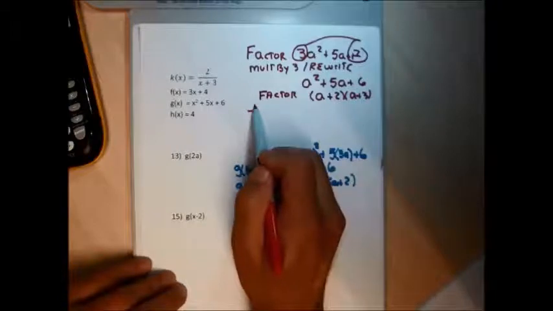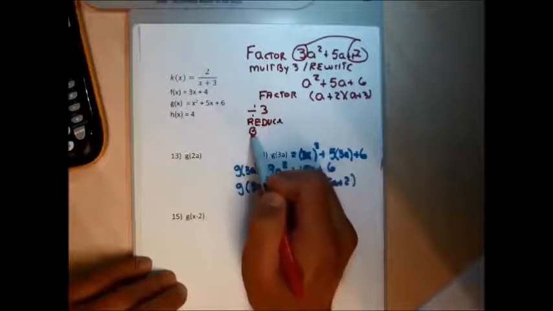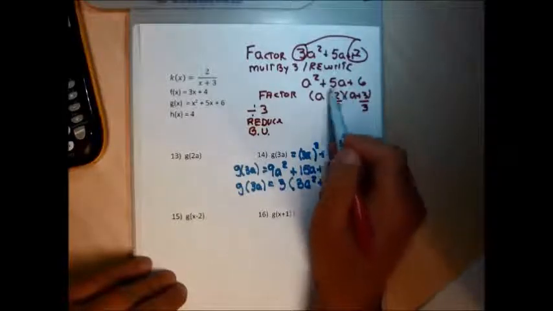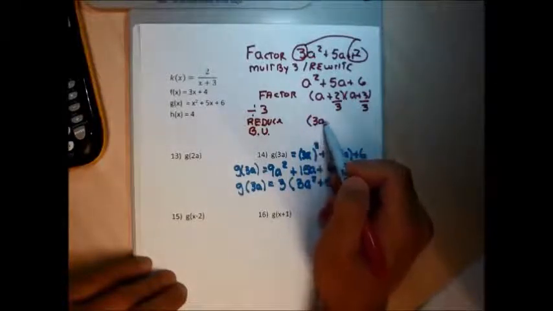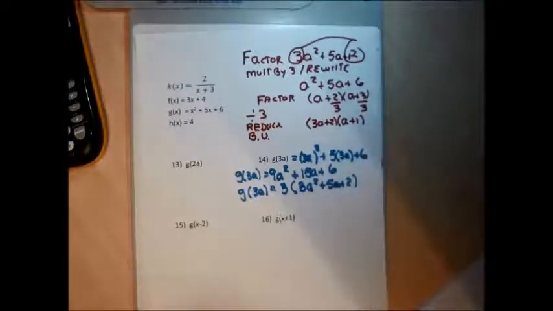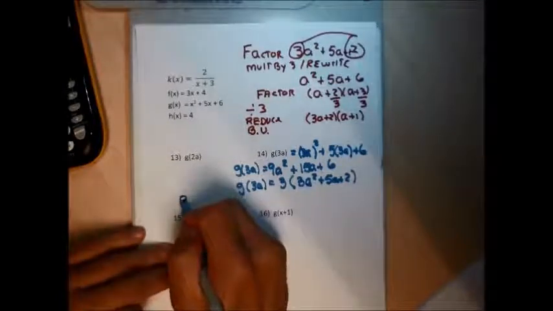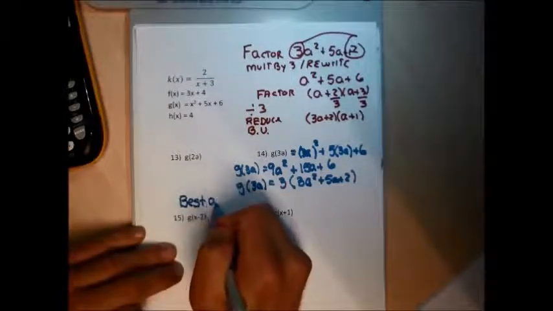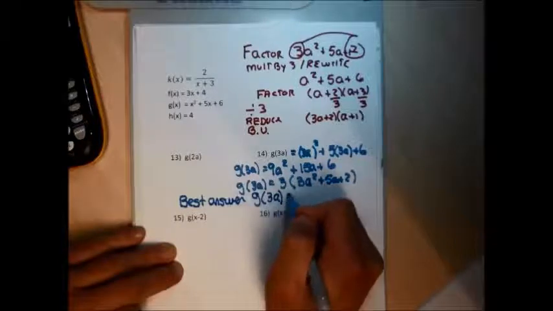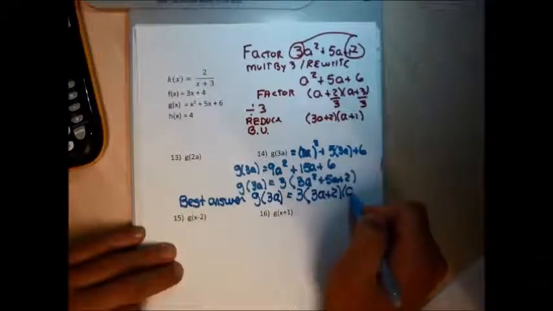And then the last step, I'm going to divide by 3, reduce, and bottoms up. So I'm going to divide that by 3, that by 3. First fraction doesn't reduce, so I bottoms up it and get 3a plus 2. Second fraction reduces, so I'm going to reduce it and get a plus 1. So for a better answer than that I have written right here, probably the best answer for number 14 would be g of 3a equals 3 times 3a plus 2 times a plus 1.